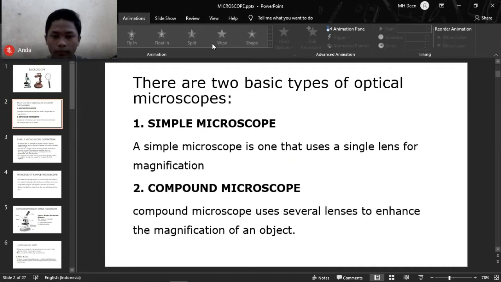There are two basic types of optical microscopes. One, simple microscopes. A simple microscope is one that uses a single lens for magnification. And two, compound microscopes. A compound microscope uses several lenses to enhance the magnification of an object. Next.